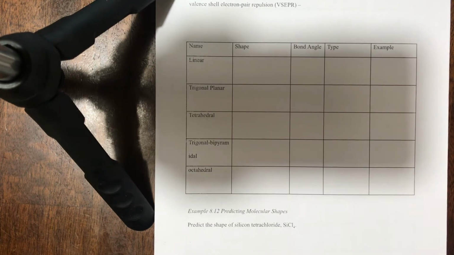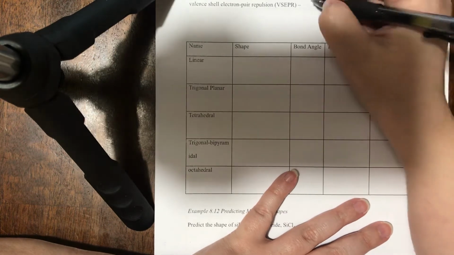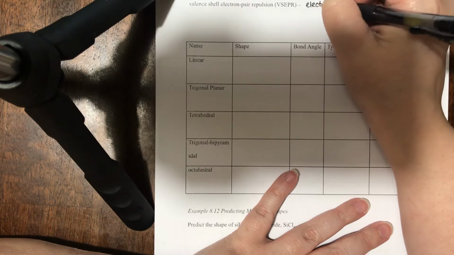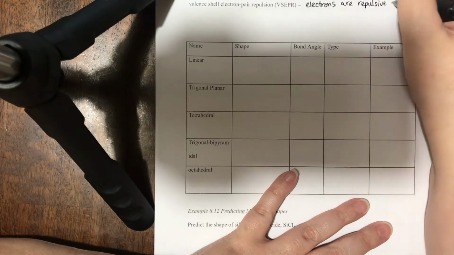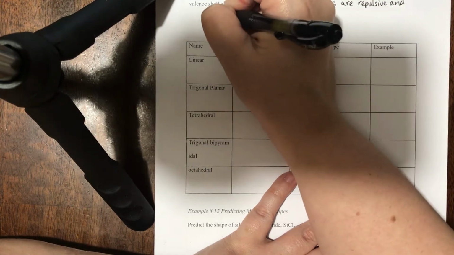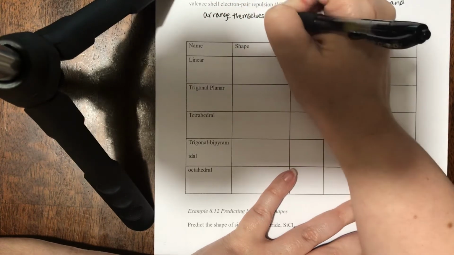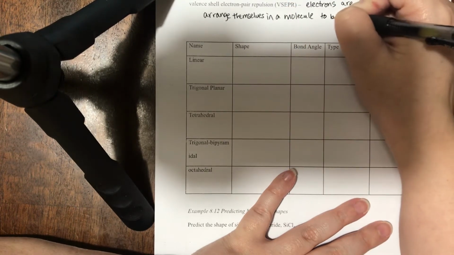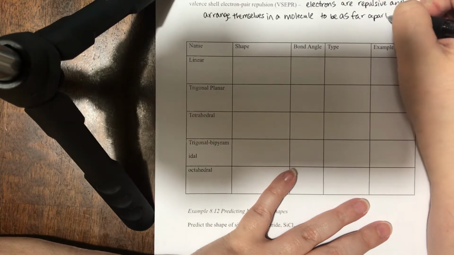Okay, so we're going to finish up chapter 8 notes by talking about valence shell electron pair repulsion. So valence shell electron pair repulsion is the notion that electrons are repulsive. They repel each other and arrange themselves in a molecule to be as far apart as possible.